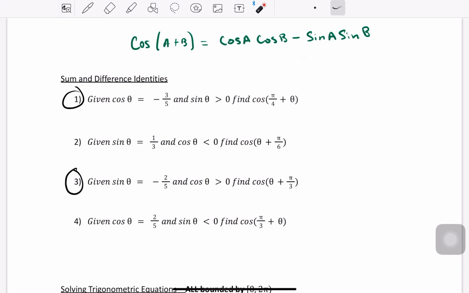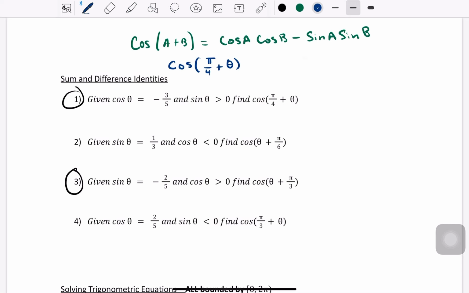So really, you just need to be comfortable with adapting with what you have and applying it to the formula itself. My recommendation is obtain as much as you can and plug it into the formula as you go. And that's exactly how we're going to start our process. So if we begin, we should start by not writing cos(A + B), but rather what we have. We have cos(pi over 4 + theta).